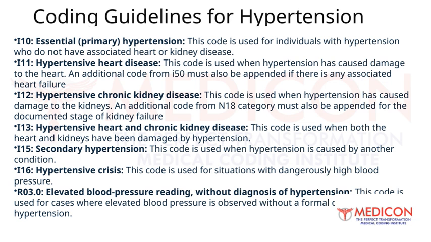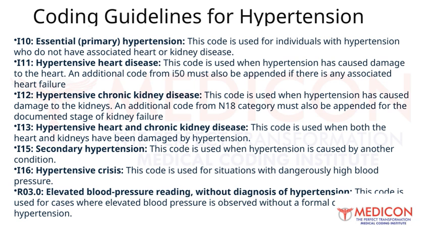Now, if hypertension has led to damage in the heart, we switch to I11, which is specifically for hypertensive heart disease. And if there's heart failure involved, we need to add an additional code from the I50 category to fully capture the situation. When hypertension causes damage to the kidneys, we use I12. And just like with the heart, if there's documented stage of kidney failure, we should append an additional code from the N18 category to specify the stage.